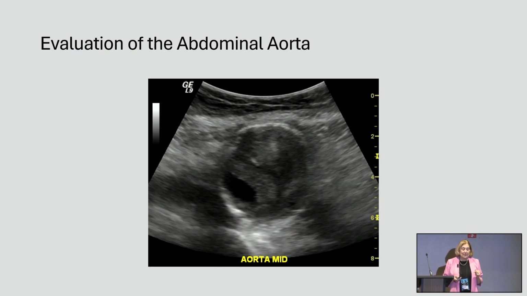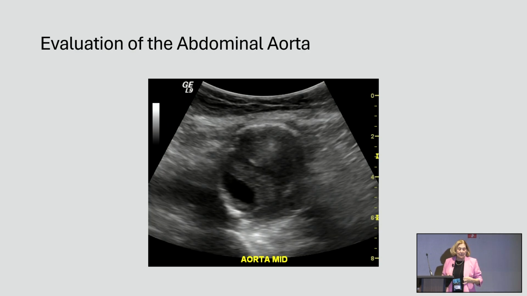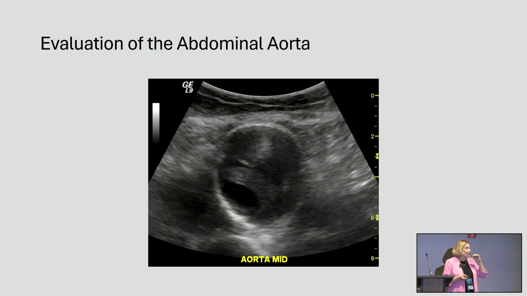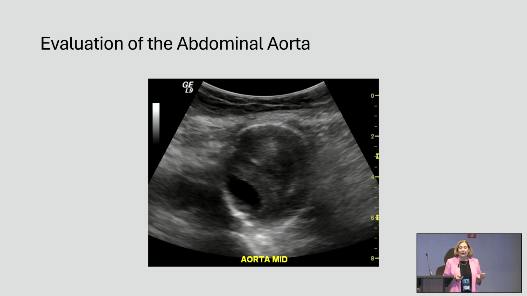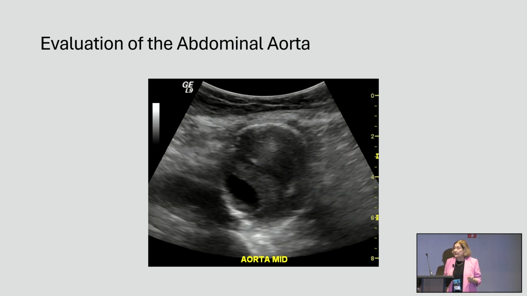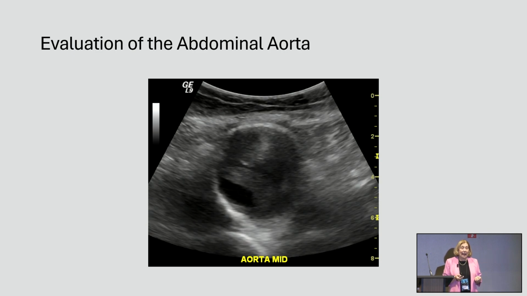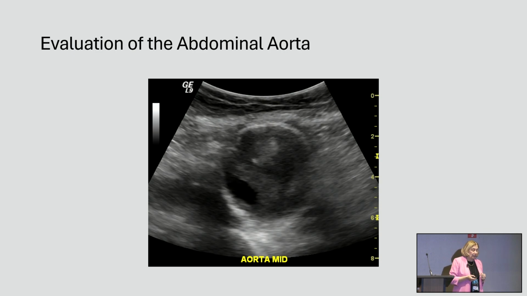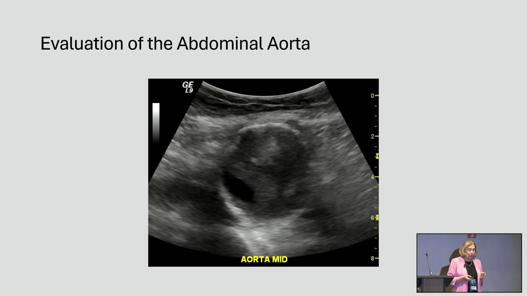Which is different from this one, which has a huge amount of laminar thrombus. There could be some plaque, but the B-mode characteristics of this look like laminar thrombus.